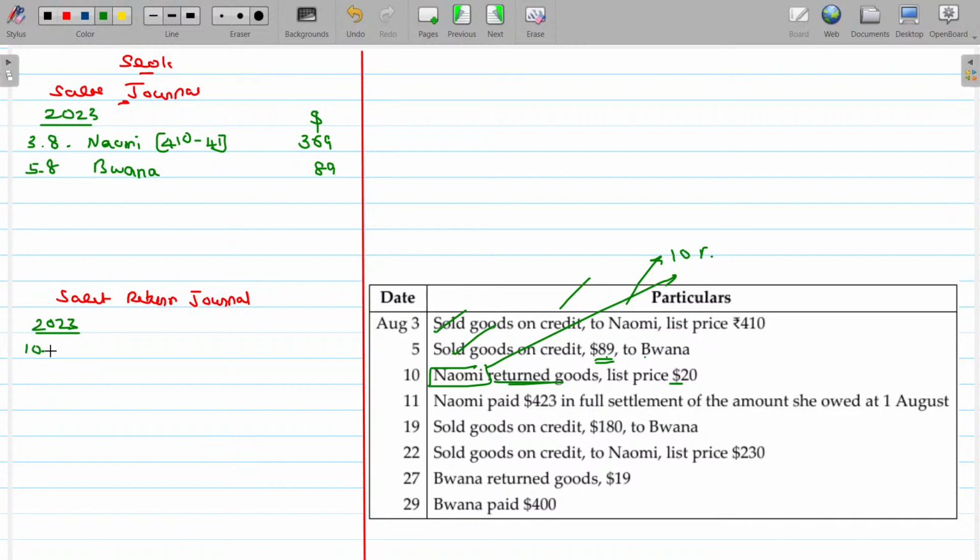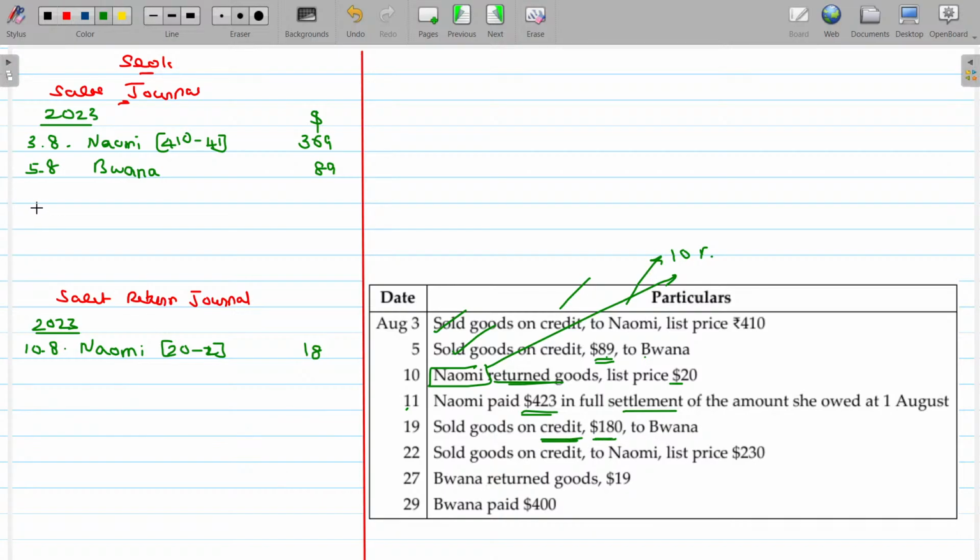10th August, sales return to Naomi. The value being $20, minus 2, the trade discount being 10%, so only 18. While returning also you have to adjust the same. Clear? And Naomi paid 423 in full settlement of the amount she owed at 1st August. It will not be recorded here because it will reduce the amount recovered from Naomi. It will be posted only in Naomi's account and the cash account.